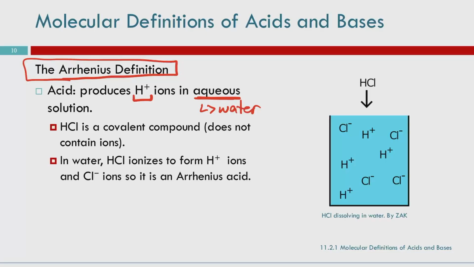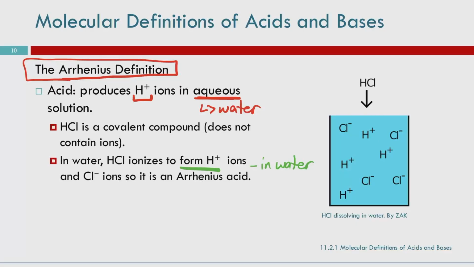HCl is an example of an Arrhenius acid. It's a covalent compound. It doesn't contain ions. It doesn't consist of formula units. It exists as separate molecules. And when you add it to water, it separates into H+ and Cl-. Since it forms H+ when you add it to water, that makes it an Arrhenius acid.